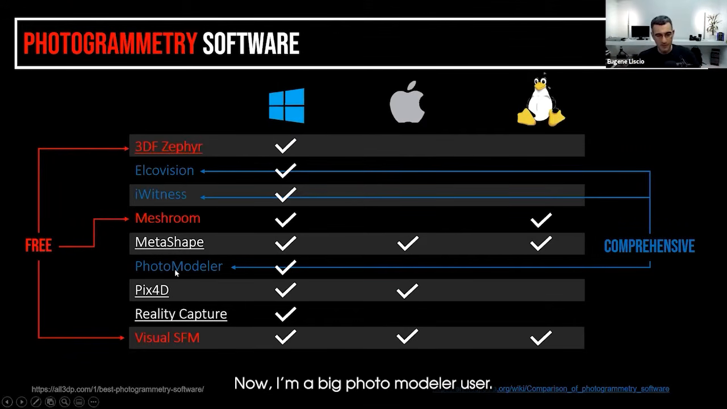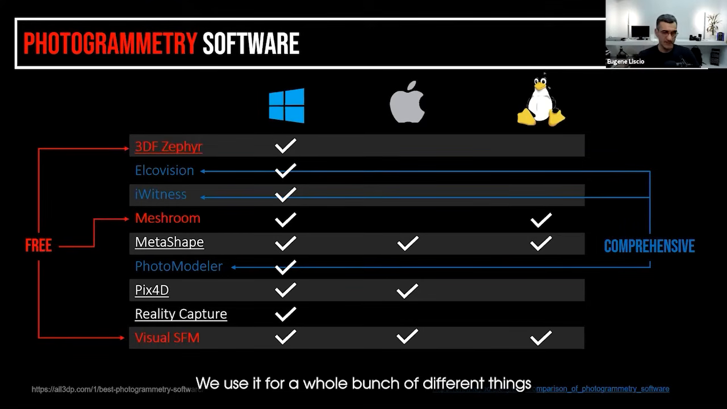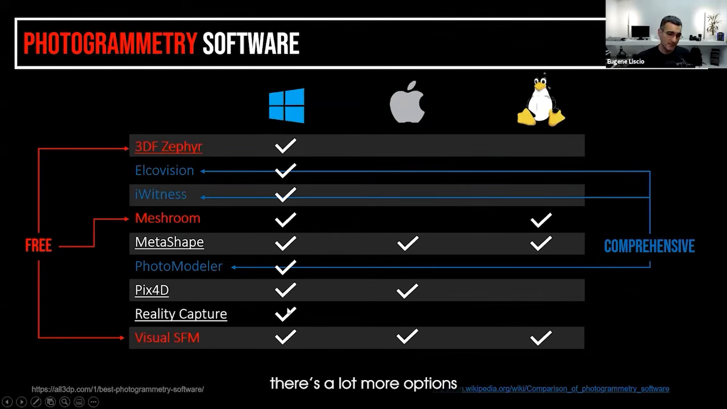Now, I'm a big PhotoModeler user. I've been using it for years. We use that for suspect height analysis. We can also use it for vehicle speed calculations, for looking at crush on a vehicle, and for bullet trajectories. We use it for a whole bunch of different things that the other software has a hard time with. So that's the comprehensive software. And you'll notice that when it comes to platform, there are a lot more options for Windows versus Mac versus Linux. So you'll have to keep that in mind too.